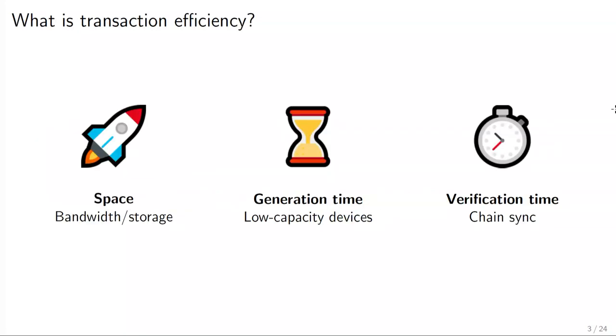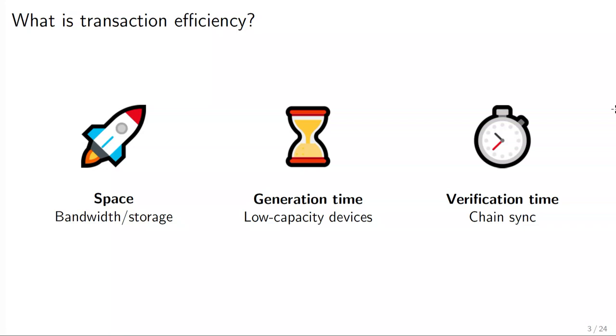So first of all, when I'm talking about transaction efficiency, what do I mean? I'm not particularly talking about anything to do with privacy here, although transaction efficiency can open the door to changing parameters in the protocol over time that can affect privacy. Things like ring size are the most common example. But we're going to be looking at three particular aspects of efficiency. The first of which is space. That's a rocket which goes into space.